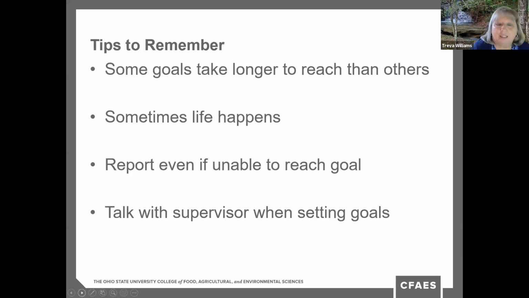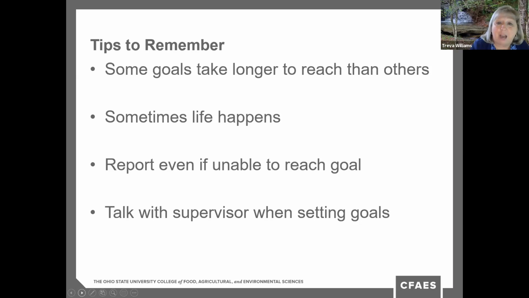And finally, the last thing I want to talk about just briefly is some goals are going to take longer to reach than others. So if you have one of those great big huge goals, it's okay to state the whole goal and then break it down into what pieces am I going to accomplish in 2020? What am I going to accomplish next year?